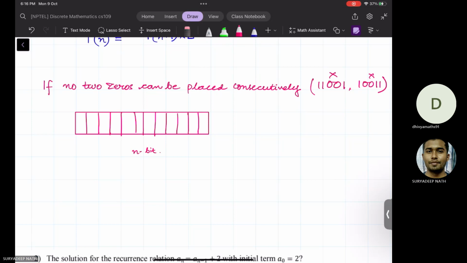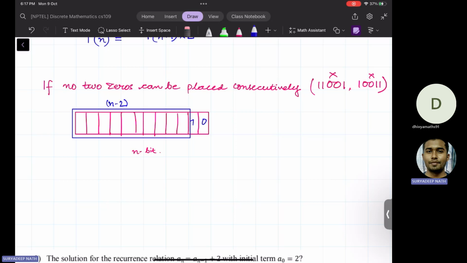Now, if we place a 0 at the end, then we cannot place a 0 at the second last. We have to place a 1. In which case that 1 has to be fixed, so we lock the position of 1. So we'll have to consider a string with n minus 2 bits.